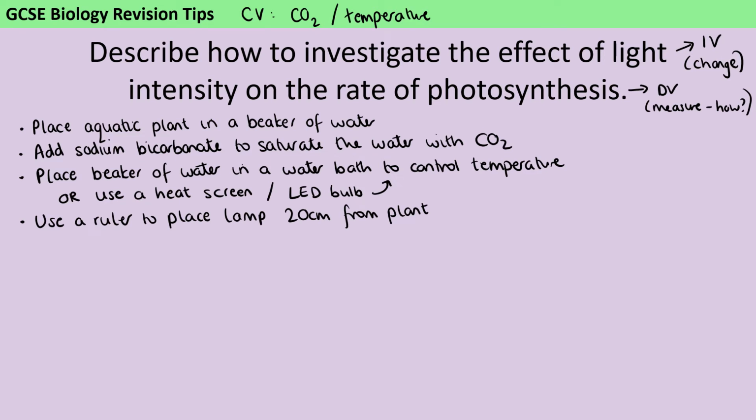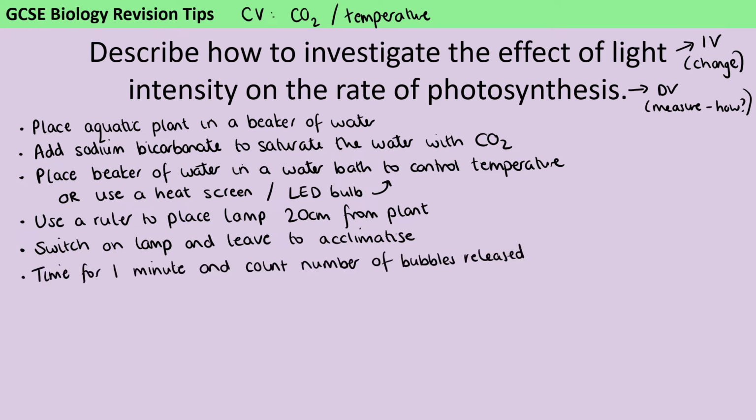The specific distance doesn't matter, but it needs to be a sensible one. You switch on the lamp and leave it to acclimatise for a little while, because the plant isn't suddenly going to start photosynthesising faster, it's going to take it a little while to start catching up. Then you're going to time for a certain amount of time, and personally I always find it easier to just state a time like a minute, rather than do this multiple times and always keep the time the same.